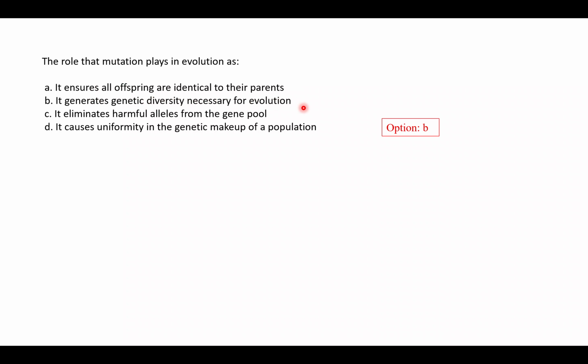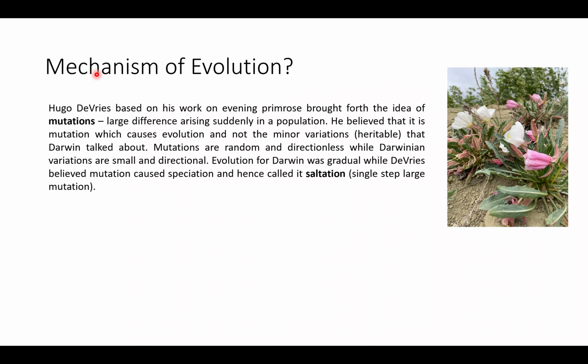What I said in the previous slide is that there are two forces for evolution. One is natural selection, and one is mutation. Mutation is a large single step, a large mutation, and Hugo de Vries believed that mutation can cause evolution much faster.